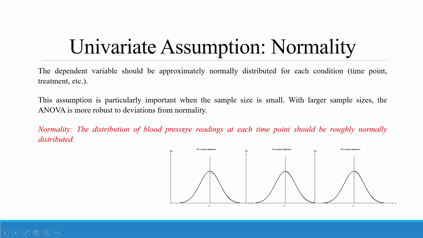There are some assumptions which we will have to test. We start with the univariate assumption, the assumption of normality. The dependent variable should be approximately normally distributed for each condition, time point and treatment. The assumption is particularly important when the sample size is small. With large sample size, the ANOVA is more robust to the deviations from the normality. The example of the normality is the distribution of the blood pressure readings at each time point, T1, T2, T3, should be roughly normally distributed. So we require normal distributions at all the 3 timestamps.